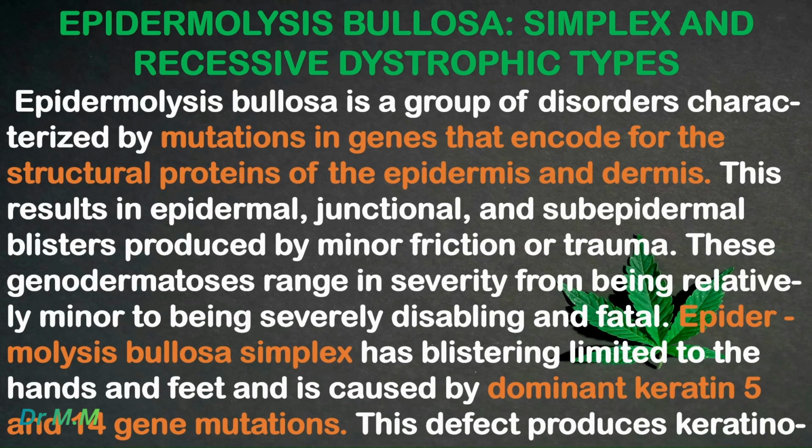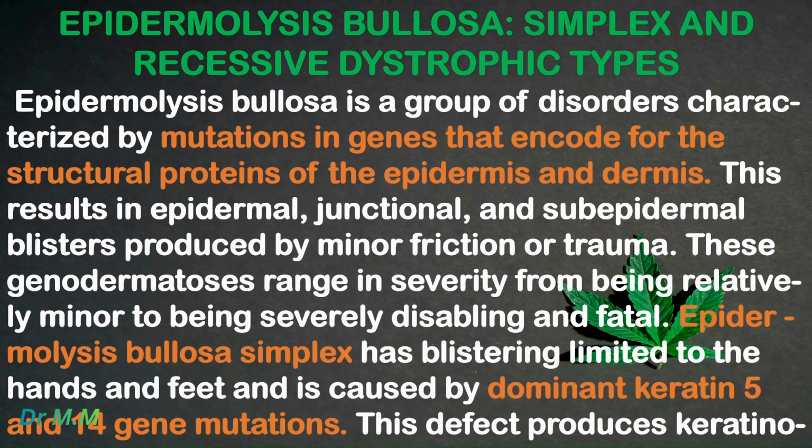Epidermolysis bullosa, simplex and recessive dystrophic types. Epidermolysis bullosa is a group of disorders characterized by mutations in genes that encode for the structural proteins of the epidermis and dermis. This results in epidermal, junctional, and subepidermal blisters produced by minor friction or trauma. These genodermatoses range in severity from being relatively minor to being severely disabling and fatal.